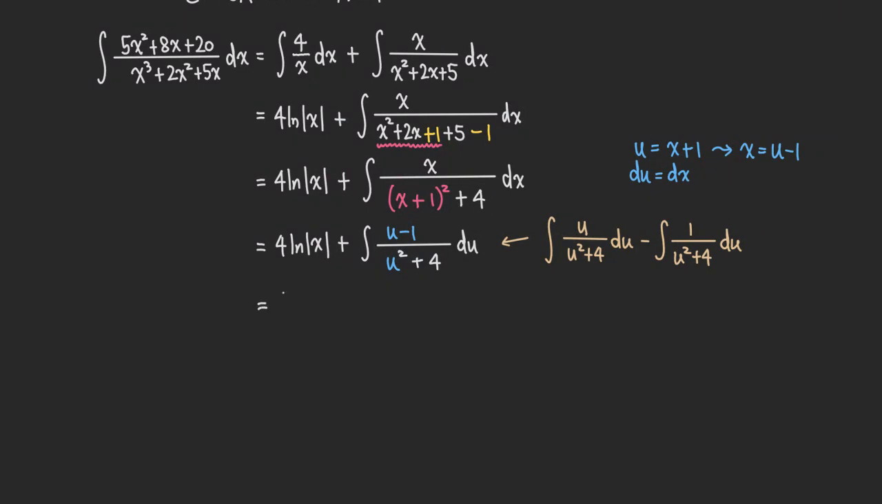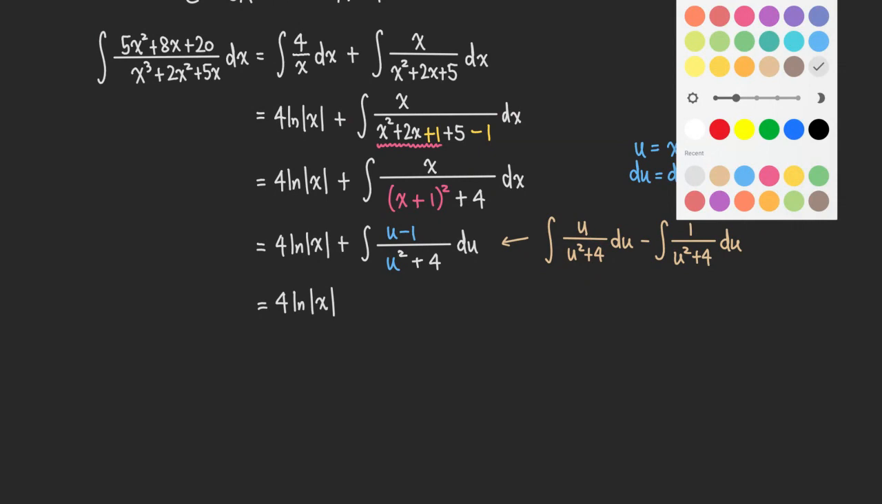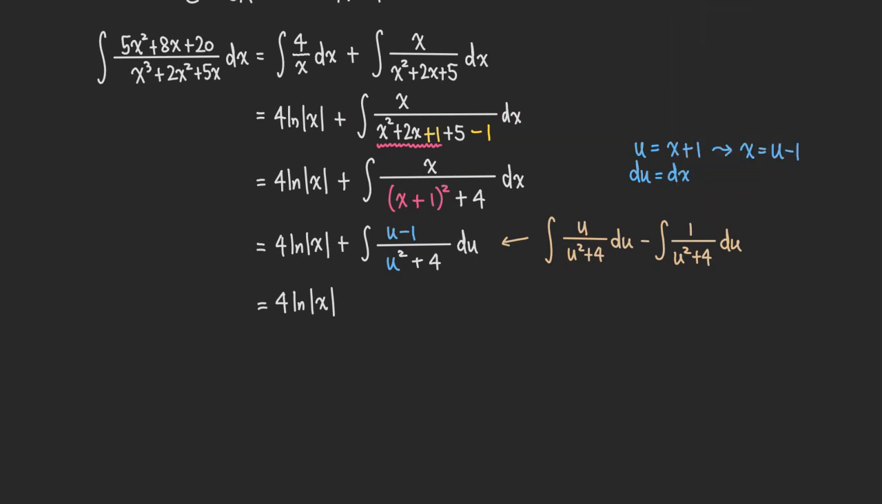Okay, so we are going to be getting 4 ln of x. Okay, so now what do we do with the u-sub? If we are doing the u-sub, then let's just use another substitution right here, which is, let w be u squared plus 4. So dw is equal to 2u du.